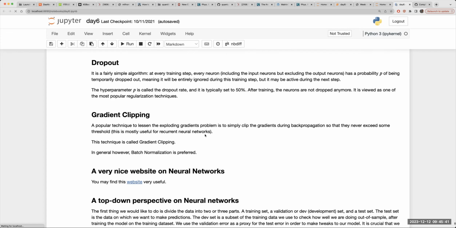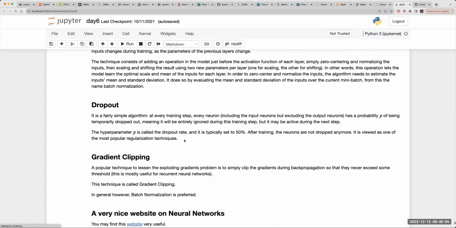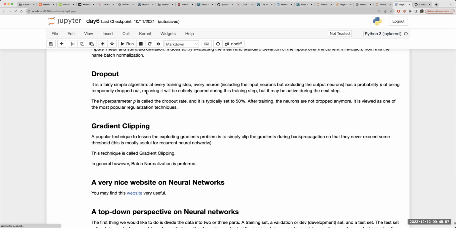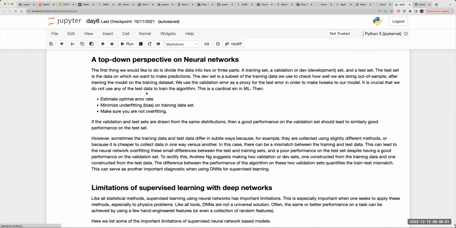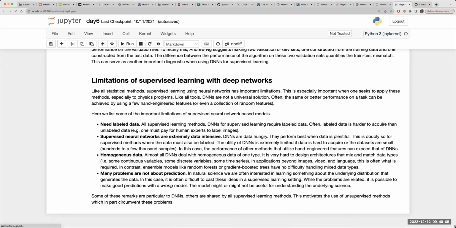Then, when you have exploding gradients, there's something called gradient clipping, which simply means that if the gradient is way too large, you just set it back to a smaller value. But normally what people do is to use batch normalization. That's often used.